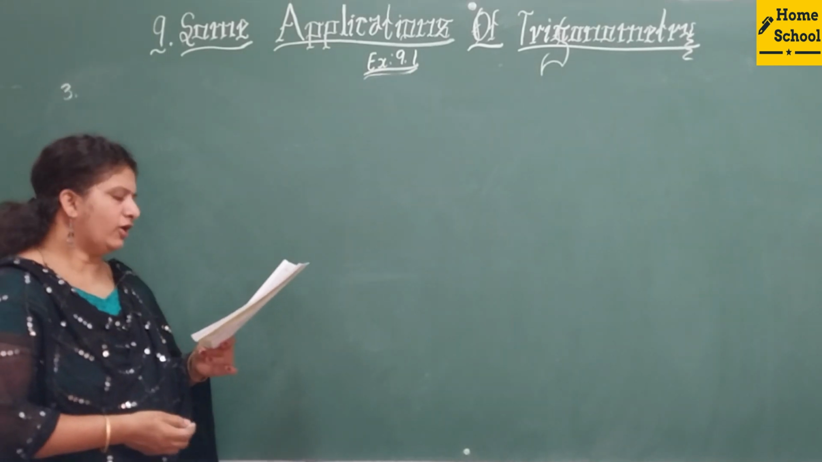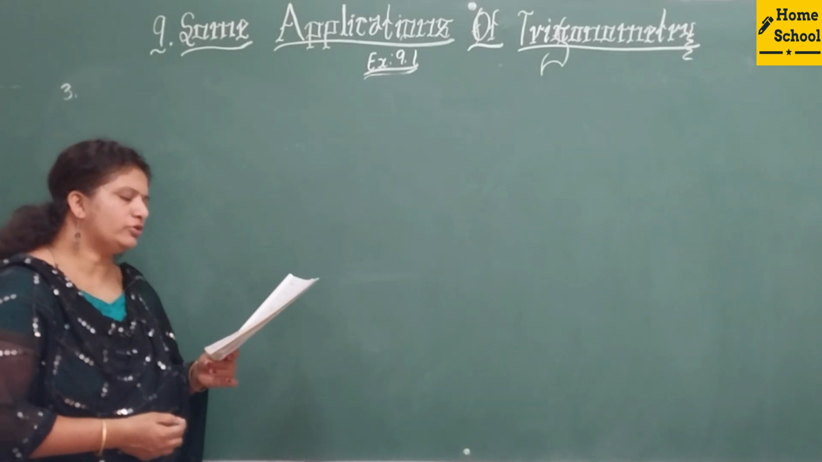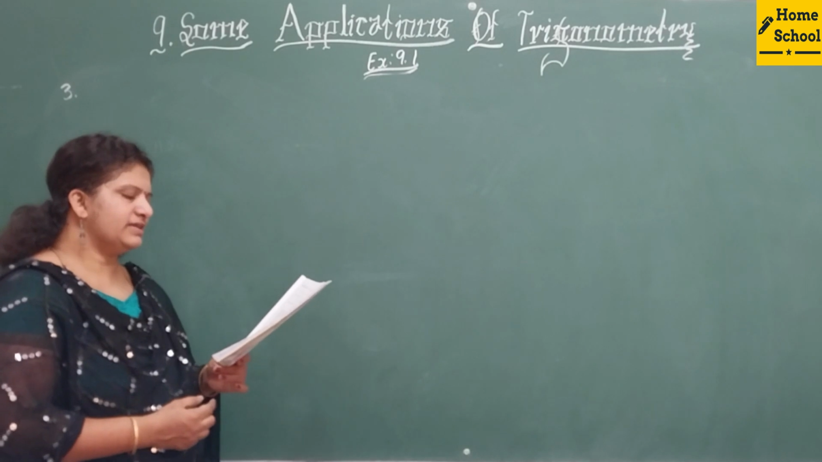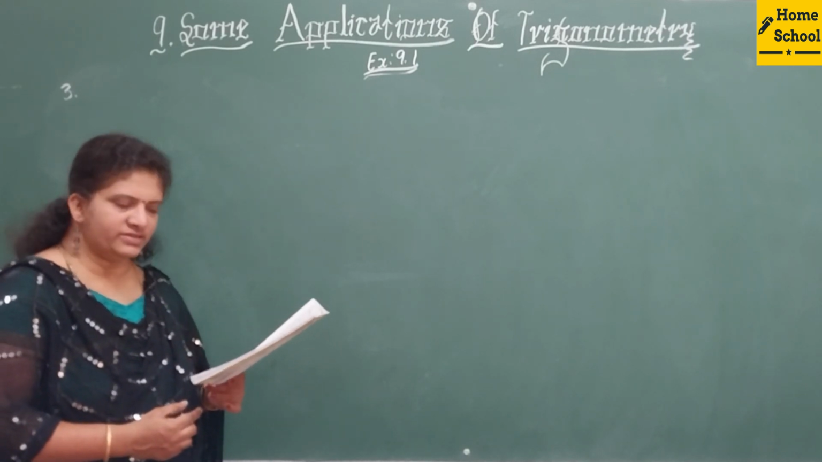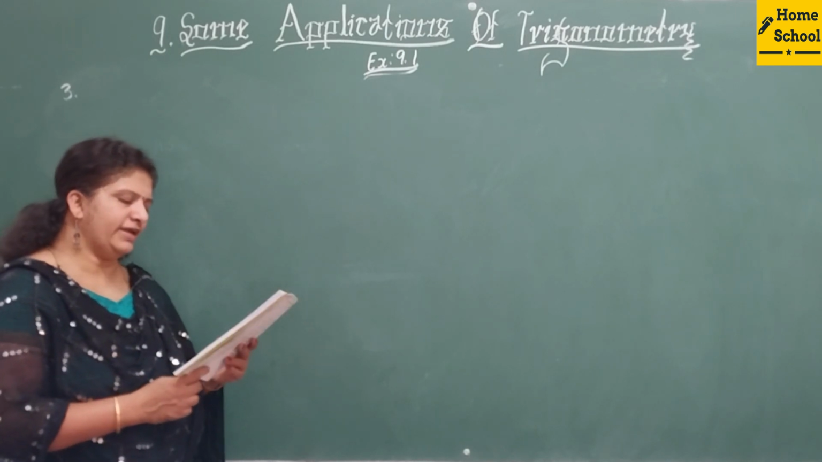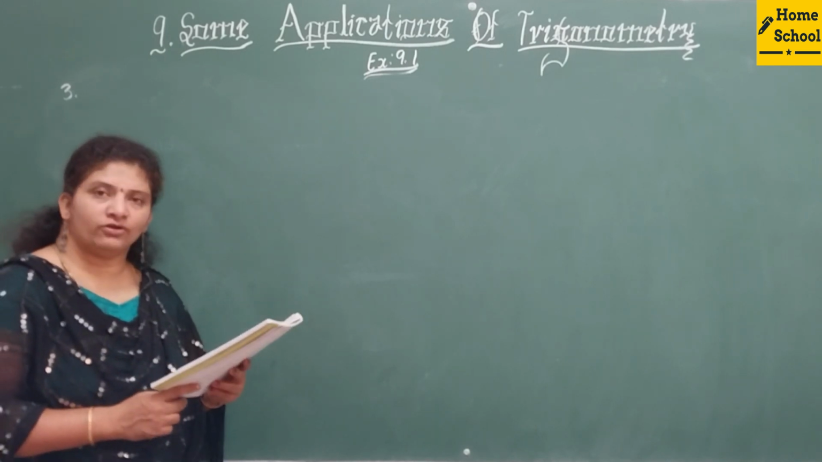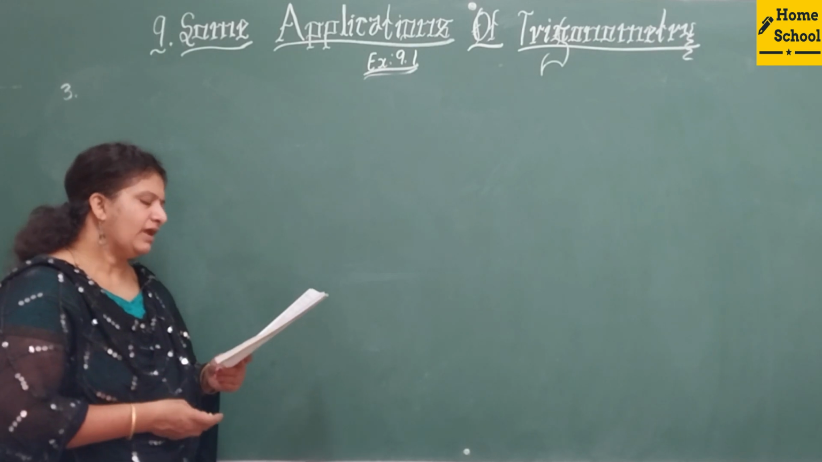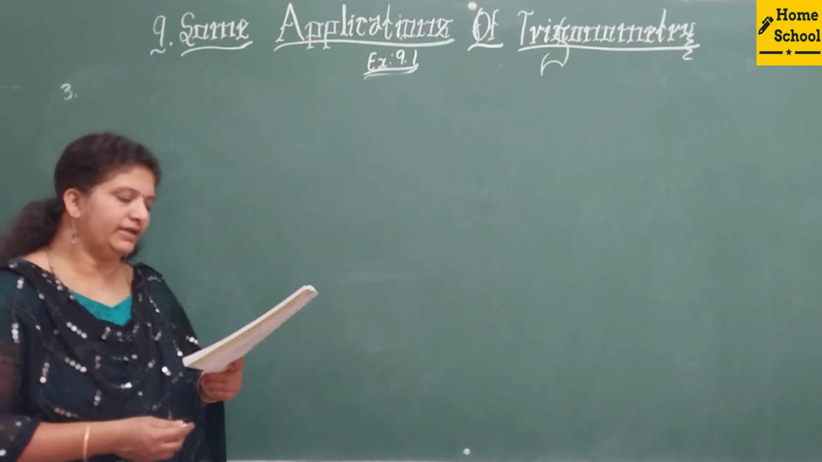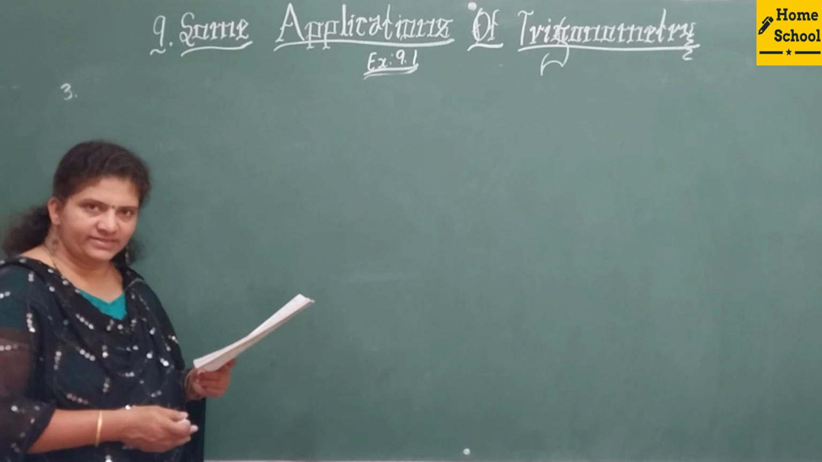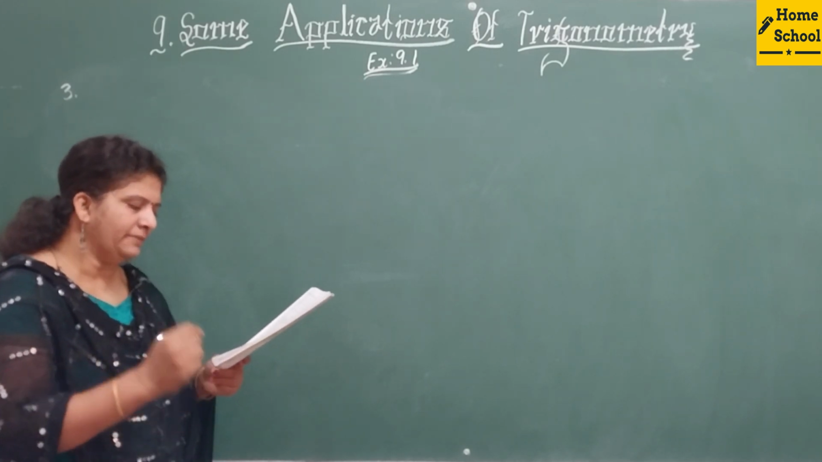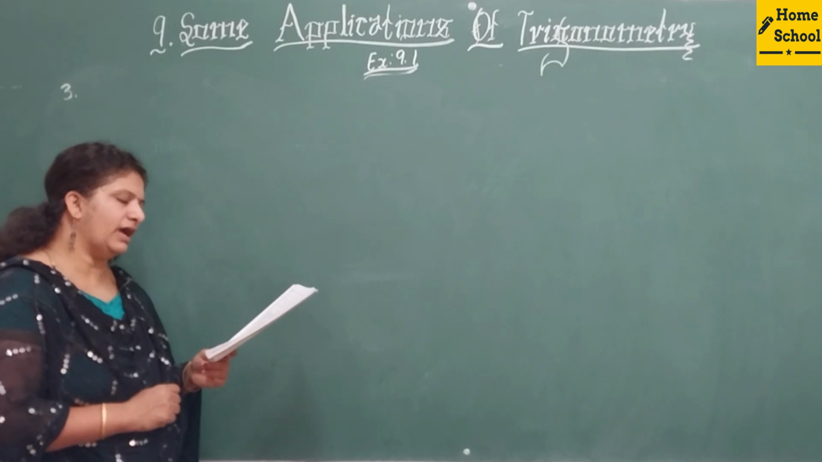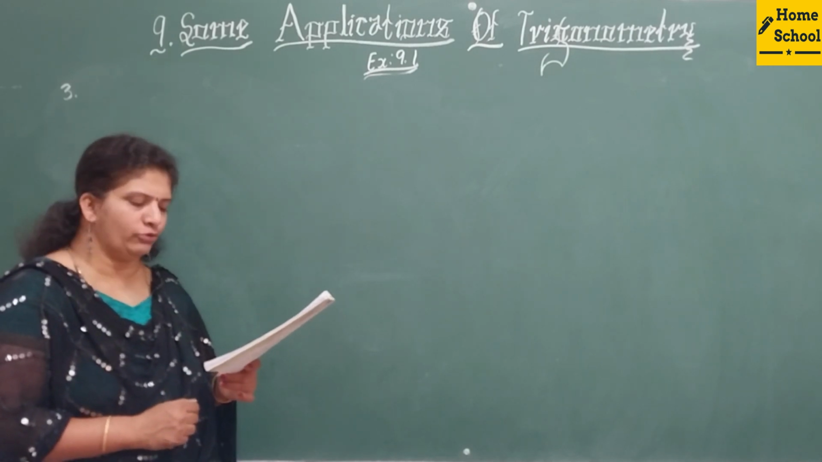Third problem. A contractor plans to install 2 slides for the children to play in a park. For the children below the age of 5 years, she prefers to have a slide whose top is at a height of 1.5 meter and is inclined at an angle 30 degree to the ground. Whereas, for elder children, she wants to have a steep slide at a height of 3 meter and inclined at an angle of 60 degree to the ground.